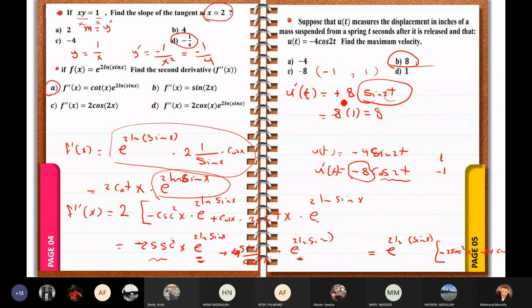Yes. Here it is positive, so you have to multiply by the maximum of sine. But this one is negative, so you have to multiply by a negative to convert it into positive. Done? So again, it will be 8 also.